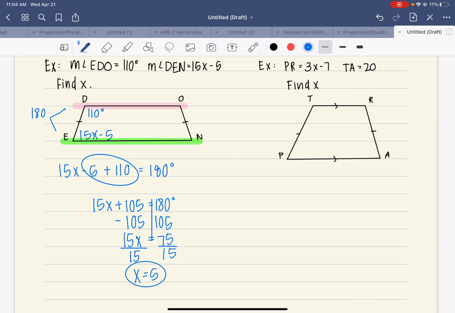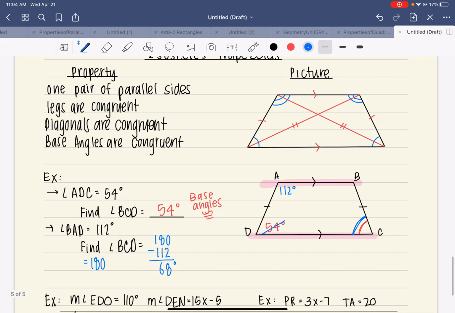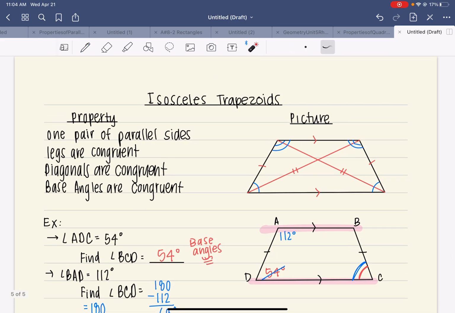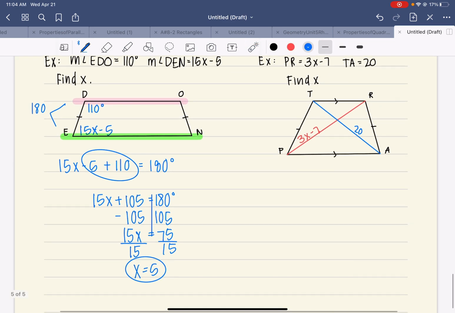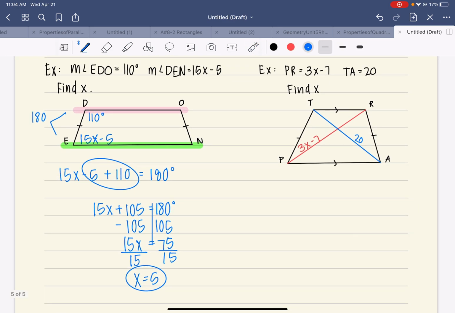All right, on this last example, I'm not going to physically do it for you, but I am going to help you set it up, and then I'll put the answer into the description below. It says PR is 3x minus 7, and it says that TA is 20. If we go back to our property rules, we learned something about the diagonals, and it says that the diagonals are congruent.